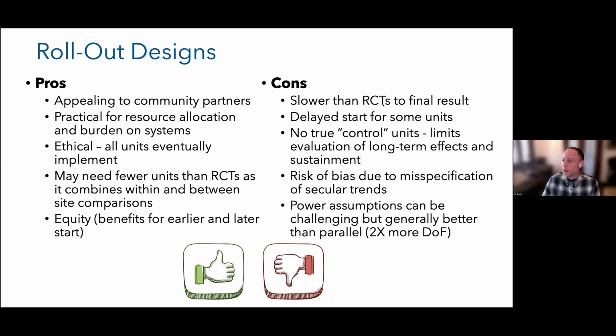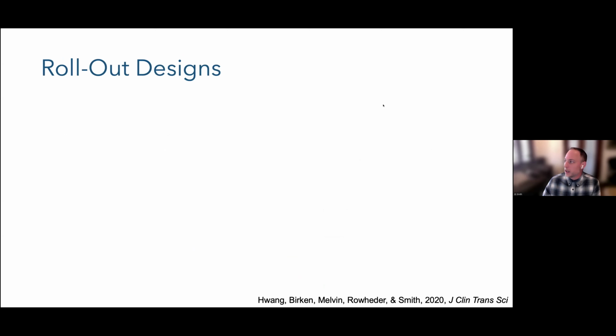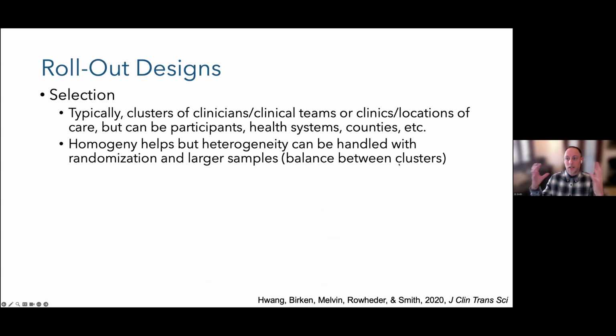It gets pretty technical. So rollout design, generally speaking, if you're talking about just design elements of a rollout design, your selection of units to randomize are typically going to be clusters in implementation science. You could do individual level stepped wedge or rollout designs in implementation, but that's probably much less common than doing clinical teams, clinicians, clinic locations, health systems, counties, other types of units, because that's typically the unit of analysis or the unit of the implementation strategy that we're trying to apply. So that's most commonly what you're going to do for your selection.